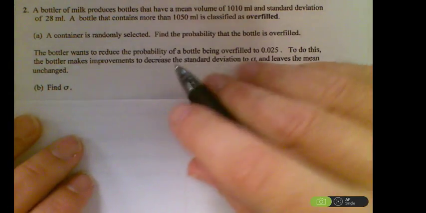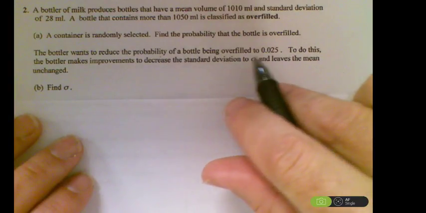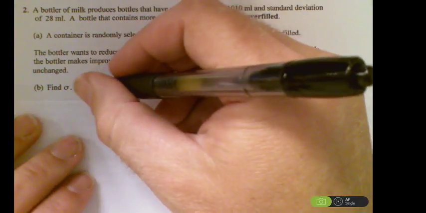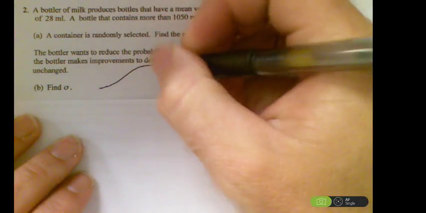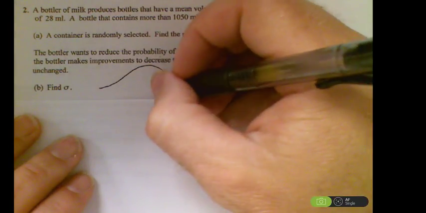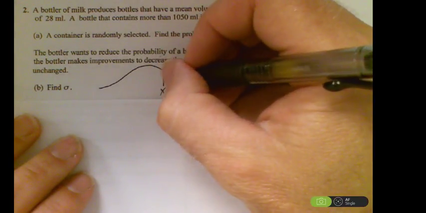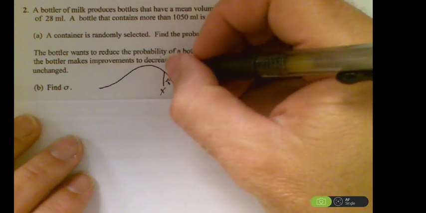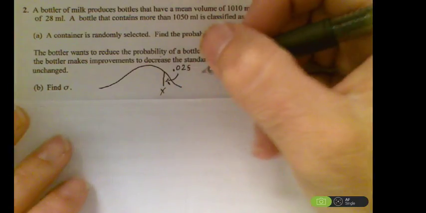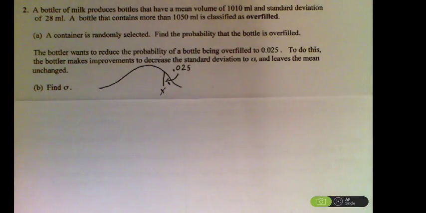Keep in mind that overfilled is 2.5%. In terms of a normal distribution curve, whatever that number is, they want the area above that to be 2.5%. So they're giving us this area right here. Whenever we put things into our calculator for z-scores and inverse normal, we use the area to the left in the calculator.